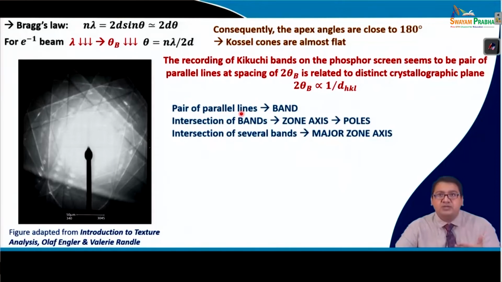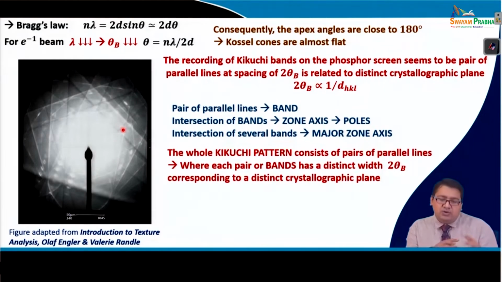We have discussed, but to brief it, the pair of parallel lines are basically known as bands. The intersection of bands are basically zone axis, and in certain cases when there are several bands intersecting at the same point, it could be a major zone axis, right. So, the whole Kikuchi pattern basically consists of pairs of parallel lines, where each pair of lines has a distinctive width 2 theta b corresponding to this crystallographic plane.